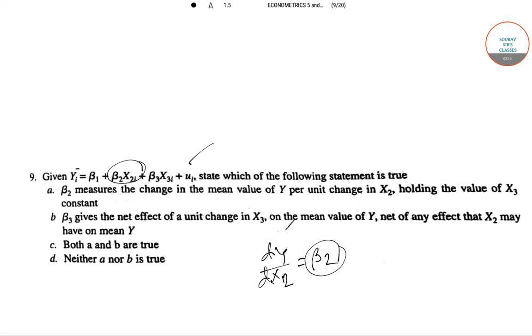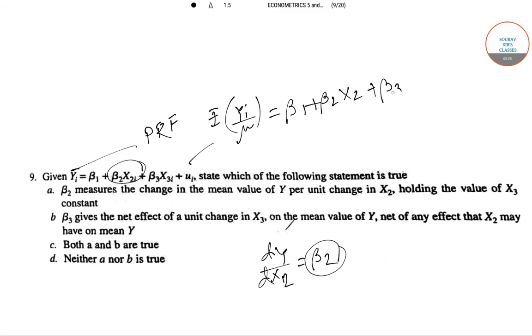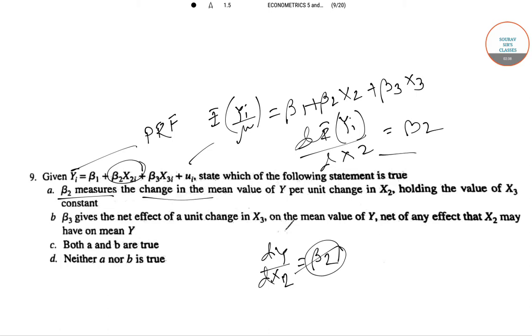Why mean value? Because before doing it, we actually convert it into the population regression function, which is nothing but expectation of yi given x, which is beta 1 plus beta 2 x2 plus beta 3 x3. Now, when we take differentiation of this mean value with respect to x2, we get beta 2. This actually means the change in the mean value of y per unit change in x2, holding x3 constant.